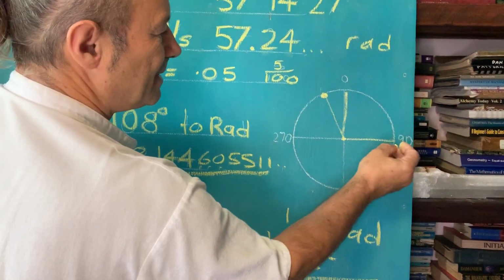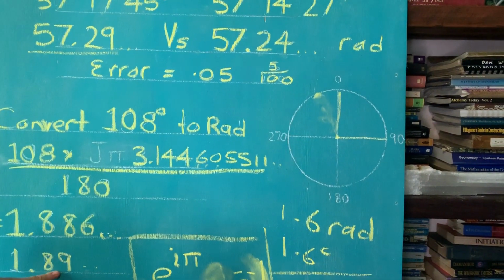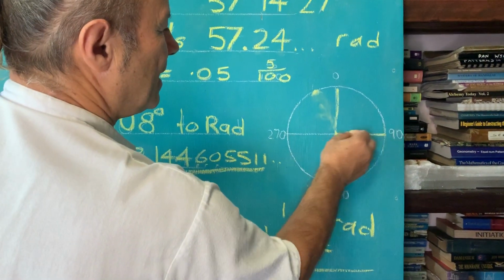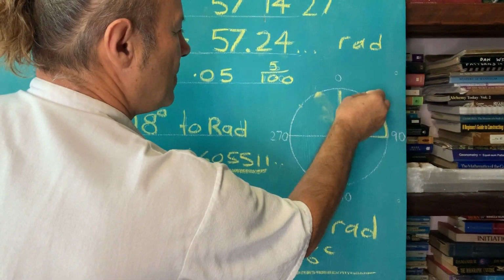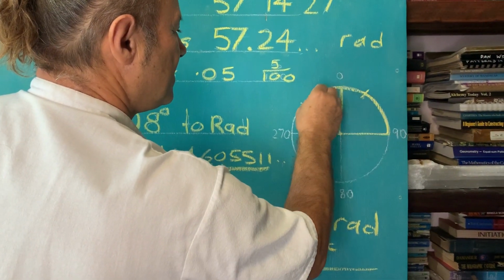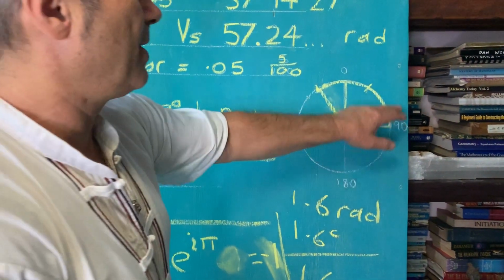So as a radian, it's just under 2, 1.89. If this is 1, this is 2. So this distance from 1 to there, yeah, that would be 1.89 radians.